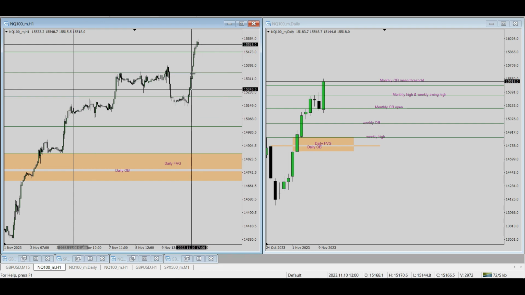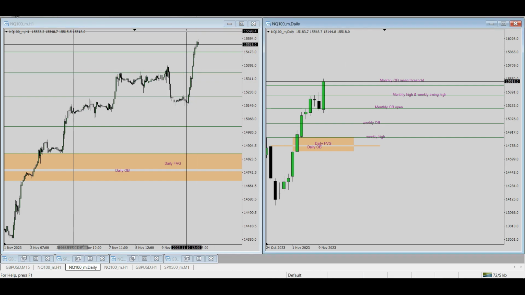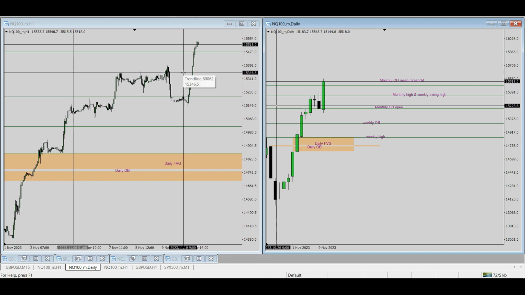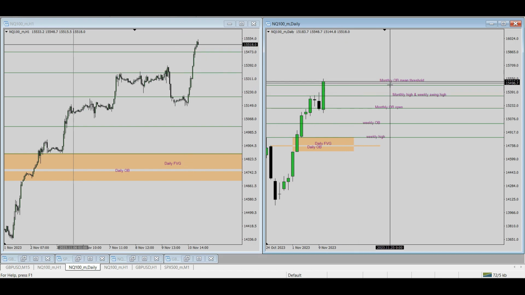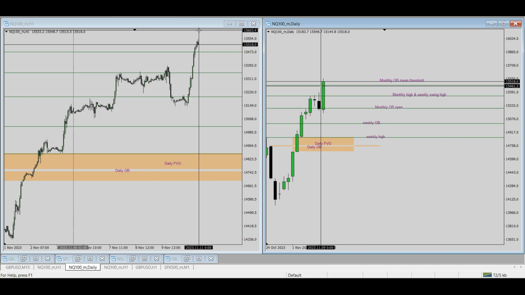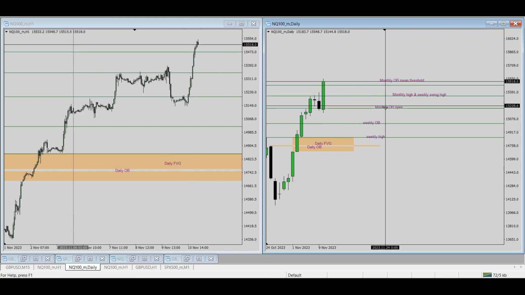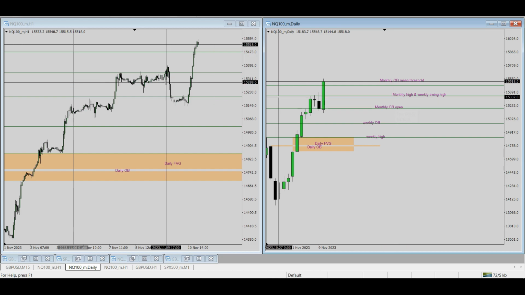So normally we would have aimed for this particular line. This particular line here, let me bring the crosshair, is this particular monthly swing high and weekly swing high. That's this particular line right here. But this line up here is actually this monthly order block mean threshold. Since that monthly order block mean threshold is active, we can see how price defied the monthly order block open.